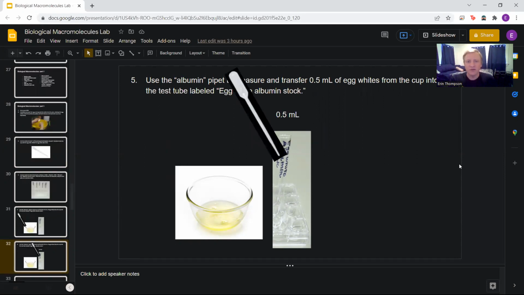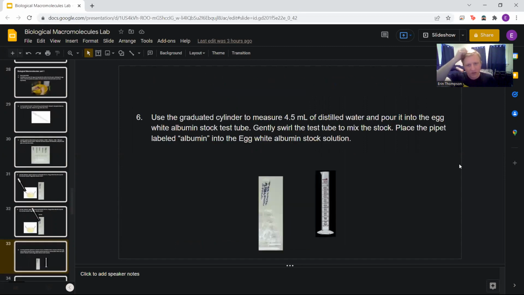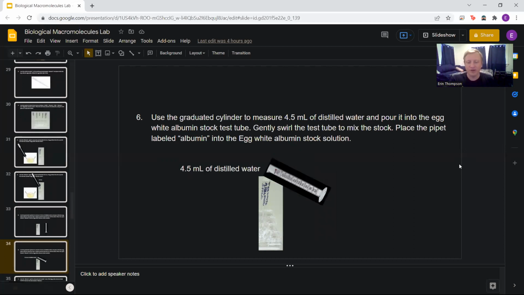Okay, so I've added my half a ml of albumin. The next thing you're going to do is measure out 4.5 mLs of water using your graduated cylinder and put that into your stock cup. Gently stir it, swirl it to mix. So there you go, we added our 4.5 mLs of water right there.